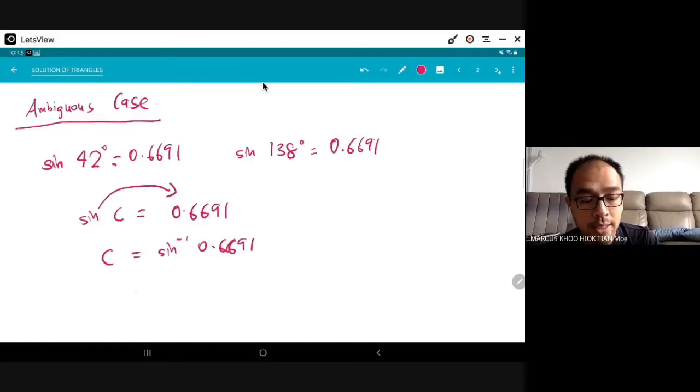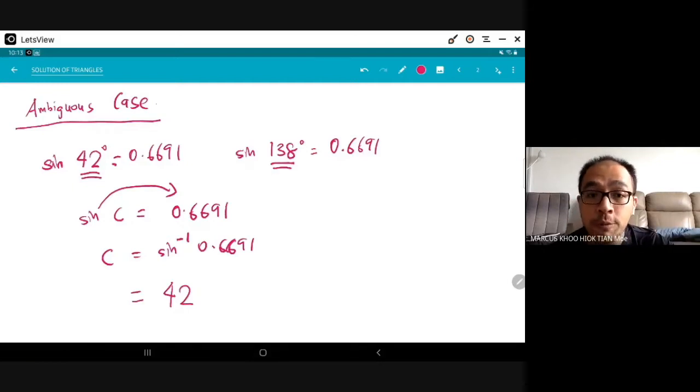What does this answer give you? When you press shift sine 0.6691, what do you get? You get about 42. Actually, about 42 degrees. But you see, there are actually two values that give you 0.6691. So how do you know? The calculator can only show you one.